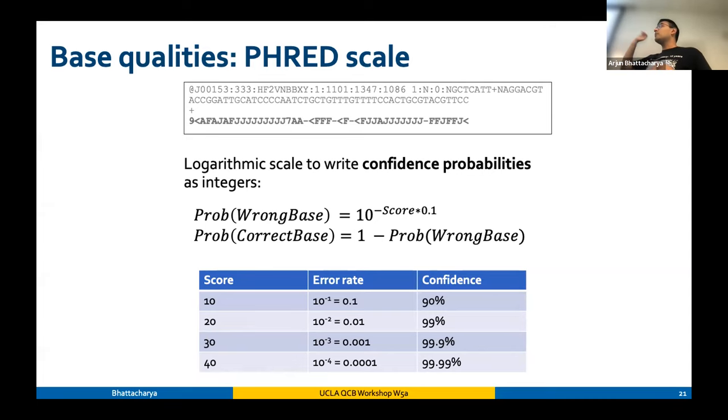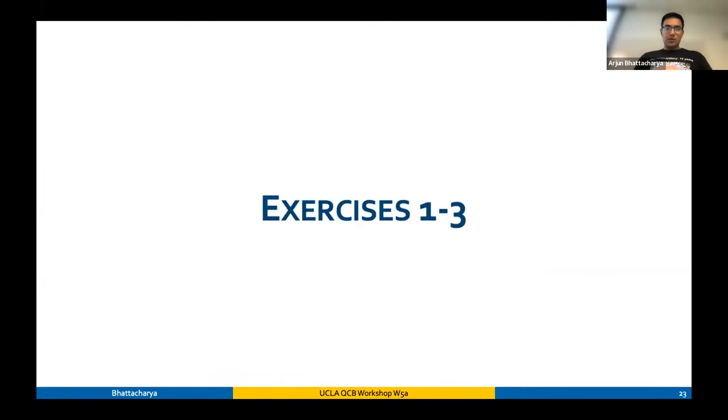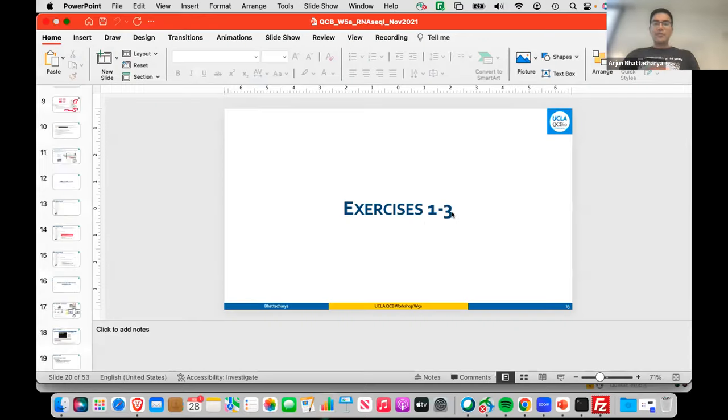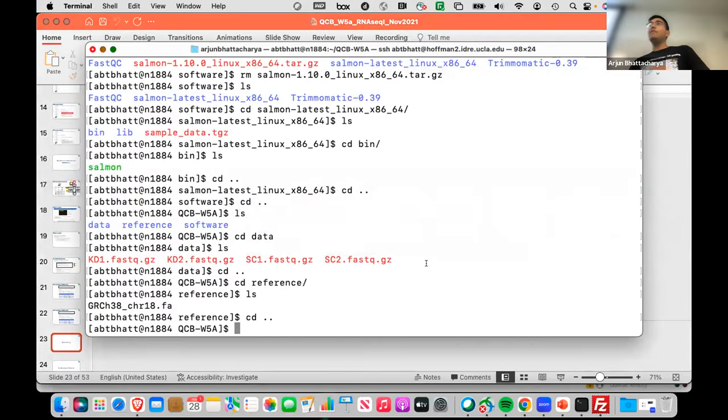Oftentimes you're not going to be individually looking at these base pair qualities. We have programs or software that are going to help us do that quickly. Okay, so that's a little bit of background on what these FASTQ files look like. Let's try to manipulate some of them in command line.